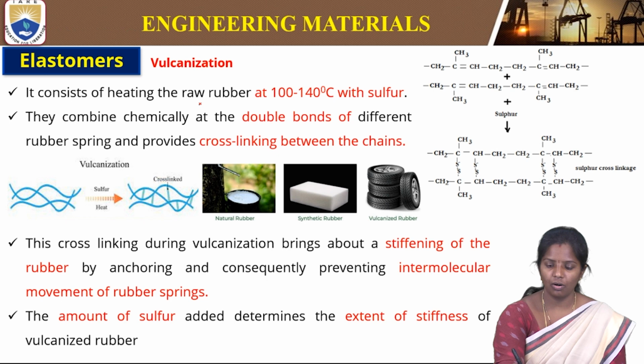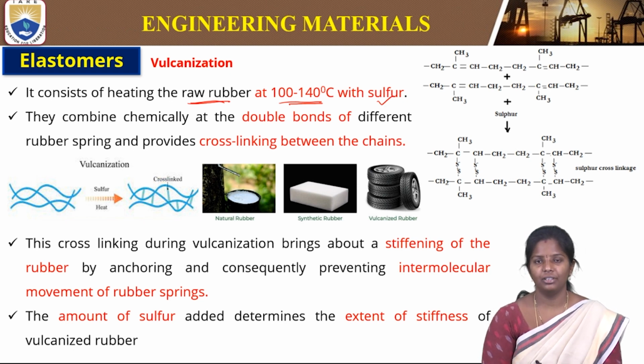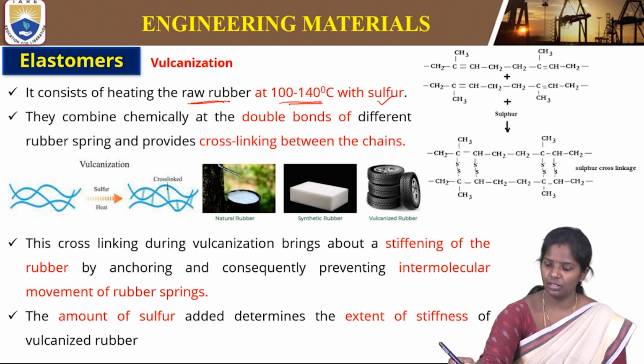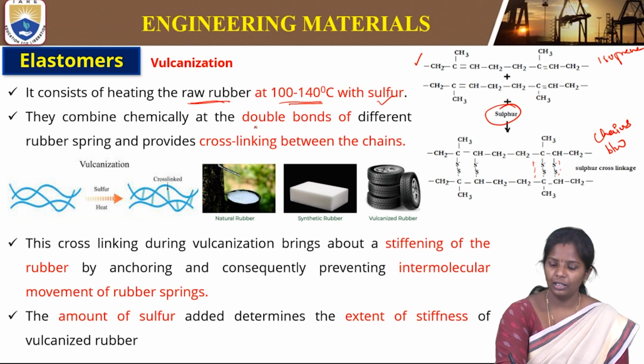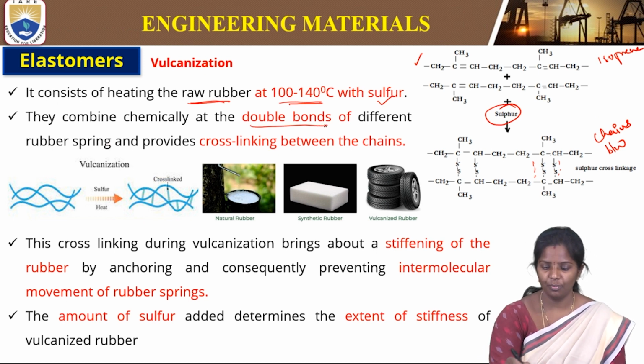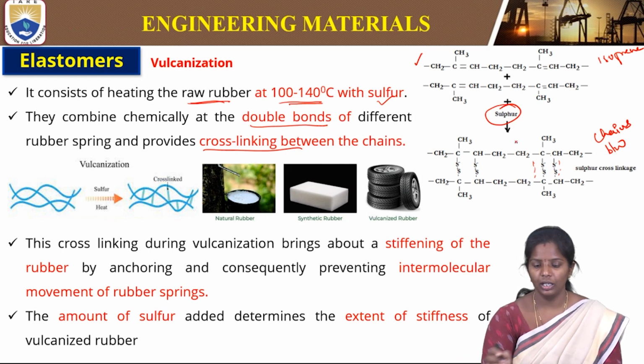In vulcanization, the raw rubber is treated at 100 to 140 degrees centigrade with sulfur. So there is introduction of sulfur into the polymer, the rubber latex, so that it forms chains. For example, if these are the isoprene units treated with sulfur, there is sulfur cross-linking, sulfur introduced between the chains. They combine chemically at the double bonds of different rubber chains and form cross-linking between these chains. This is how the sulfur is introduced into the rubber.